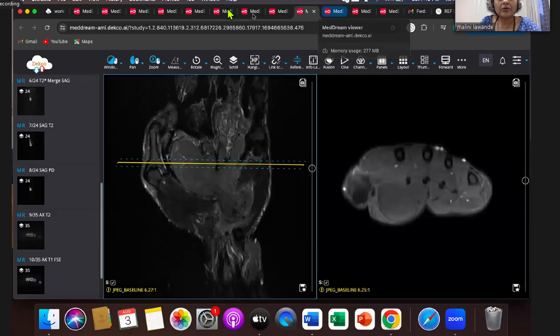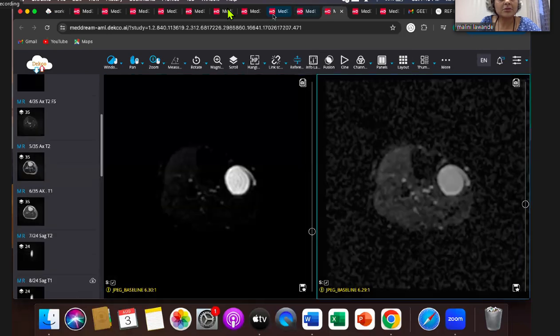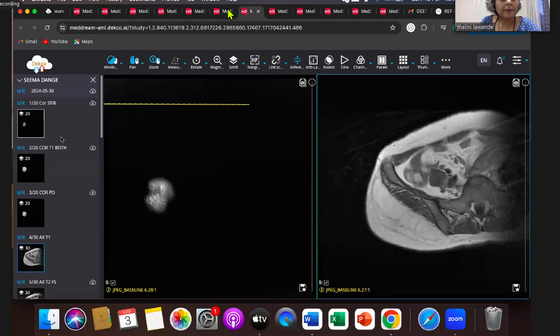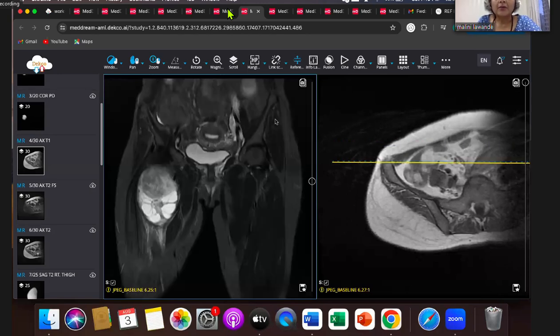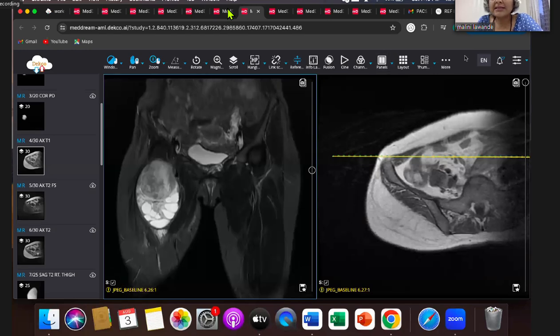Okay, I'm just looking at some more cases. Yeah. This is the next case we are looking at. And here, this is the, okay, size criteria for septa, not size, but thickness.